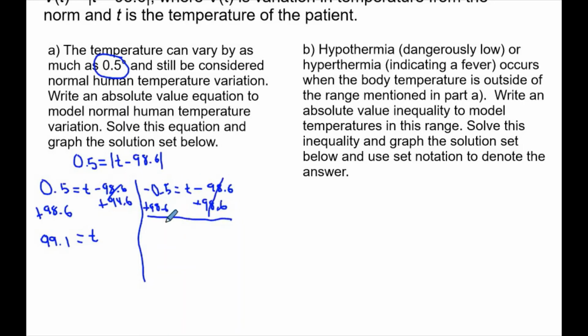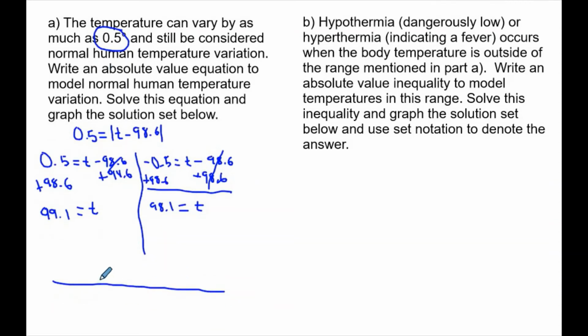So same thing on the lower end here, but in this case I would get 98.1, and that is equal to the lower end of temperature. So if I were to graph this on a number line, it probably would make sense to maybe use a unit of just one, or maybe we'll go by 0.5s.